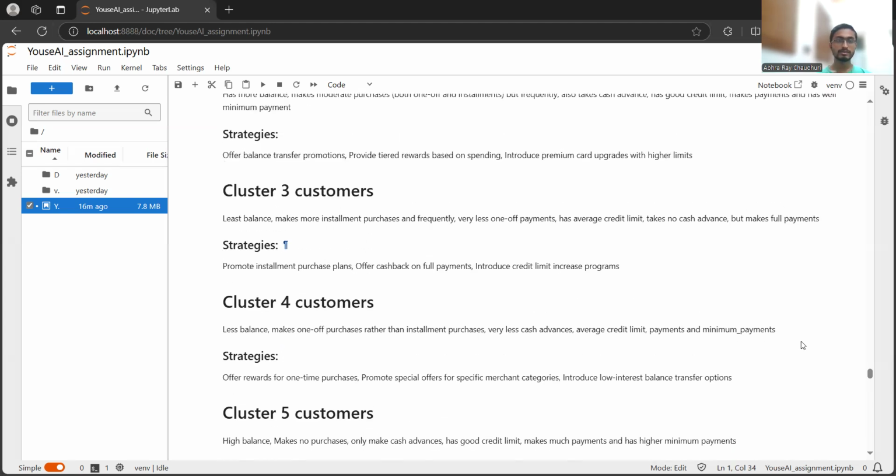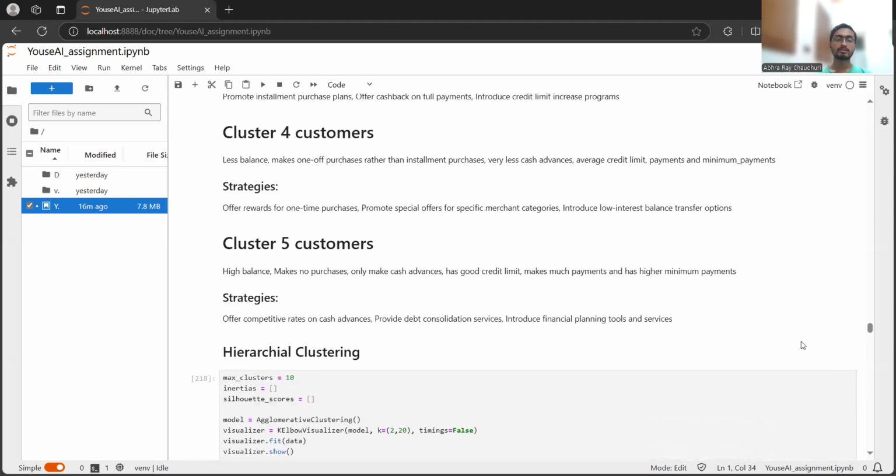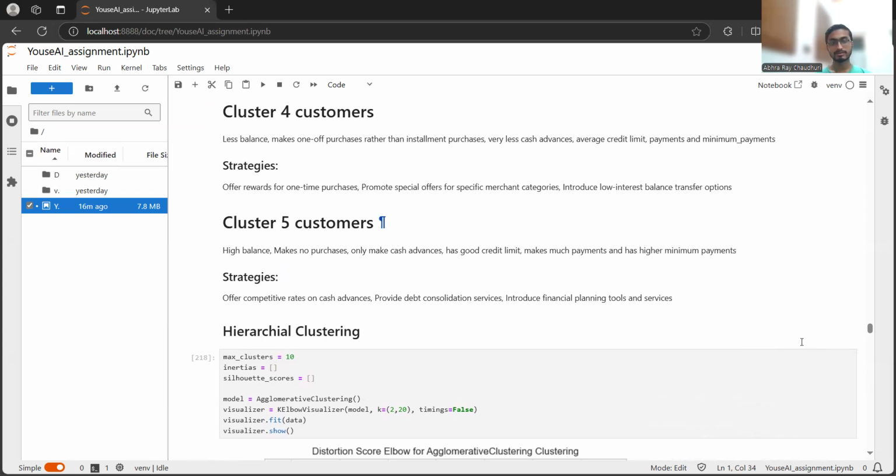Likewise, there are customers in cluster 3, cluster 4, cluster 5, so a total of 6 types of customers. Here we find cluster 5 customers have high balance. They are only making cash advances rather than any purchases. So we can impose more competitive rates on the cash advances, and we can also provide financial education to those customers for debt management.